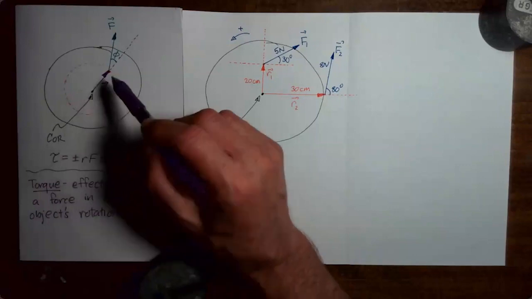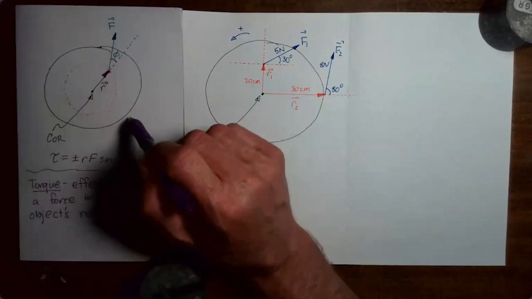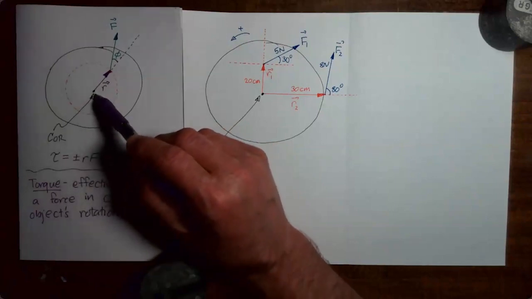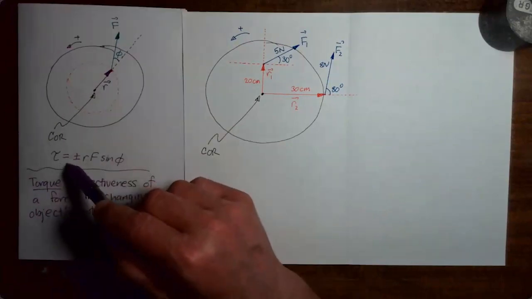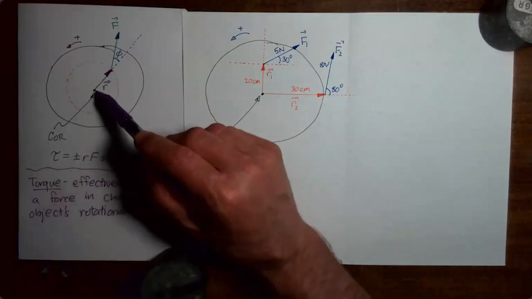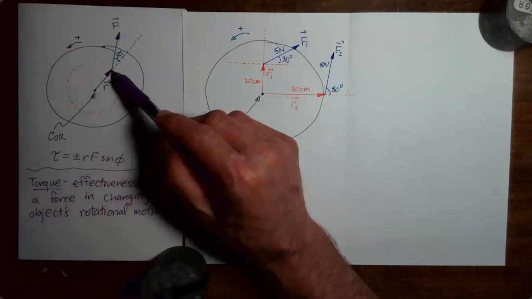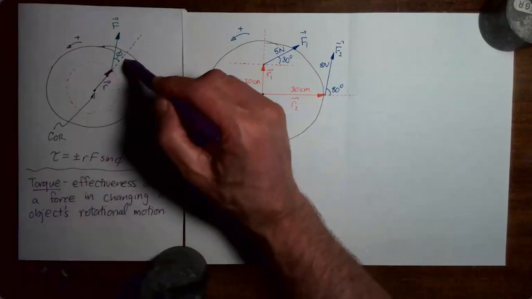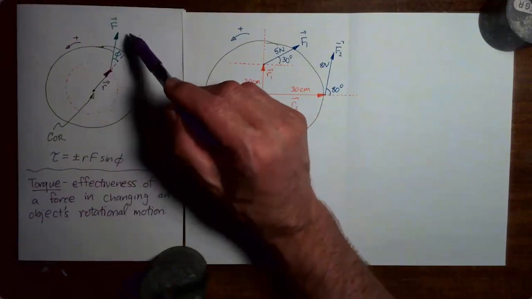Anyways, here's the idea. Let's say that we have a force acting somewhere in the body of the object. What we do is we draw a position vector that goes from the center of rotation to the point where the force acts. The torque is then plus or minus the distance from the center of rotation to the point where the force acts, multiplied by the strength of the force, multiplied by the sine of the angle between the extension of the position vector and the force vector.